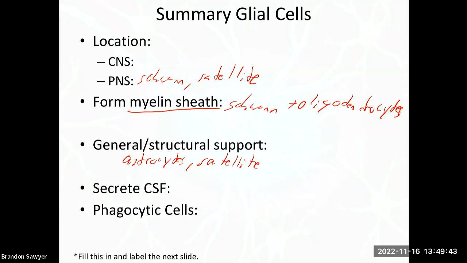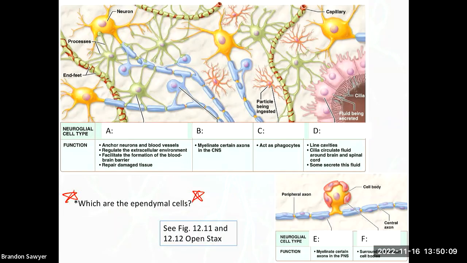Okay. The ones that help us secrete that cerebral spinal fluid, which ones are those? Yeah, so those are the ependymal cells. Okay, and then the ones that are kind of the immune system of the nervous system are microglial cells. Good. Okay. Any questions on those? All right, then let's look at this here.